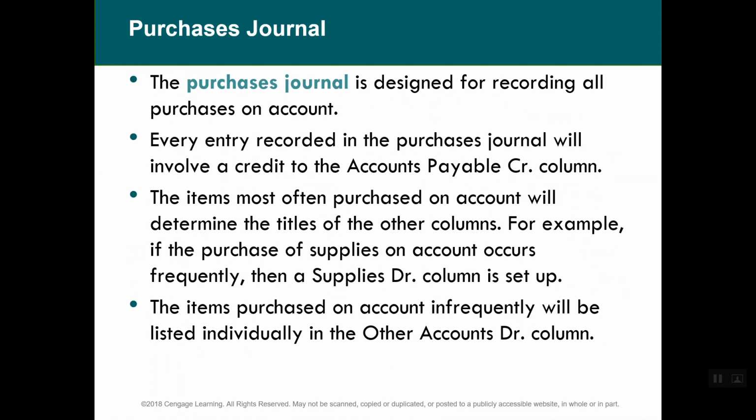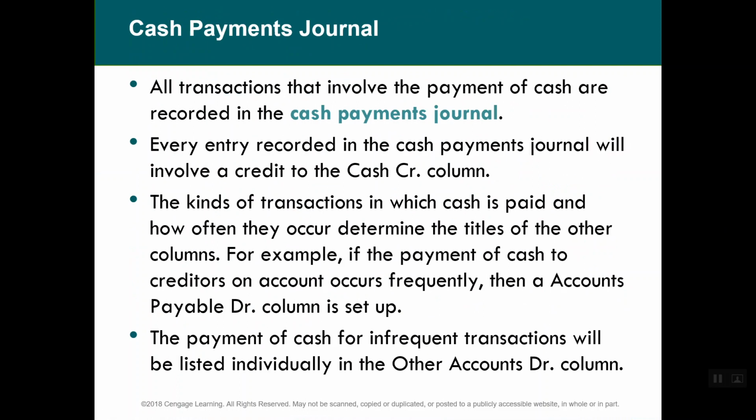So maybe they're buying office supplies on account. Frequently, they might give it its own column. They'll also have that other accounts column. Again, we'll get into more of that when we get into our example videos. And those other accounts would get posted individually into the general ledger. Again, when we do our postings, we would indicate it from the purchases journal with a P plus the page number.